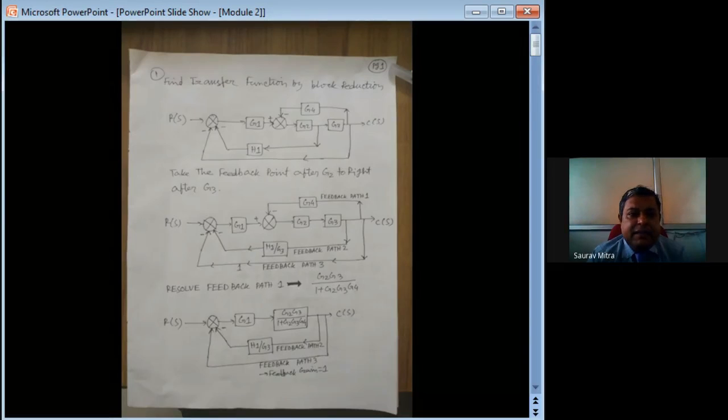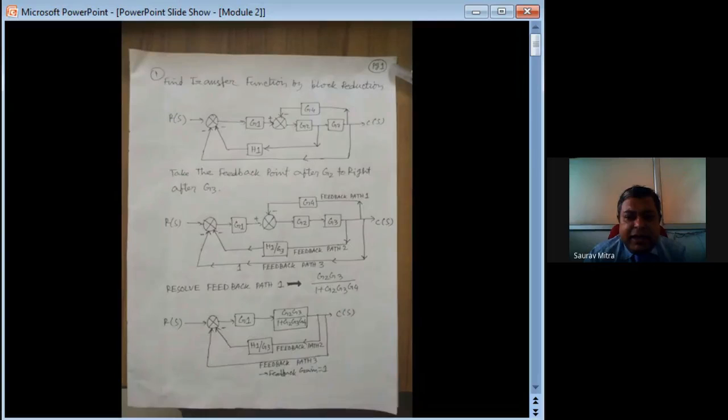That is this block diagram reduction. So I think you can check the block diagram that is given here. The question is find transfer function by block reduction. I think it is visible to you, so I'll be explaining this.